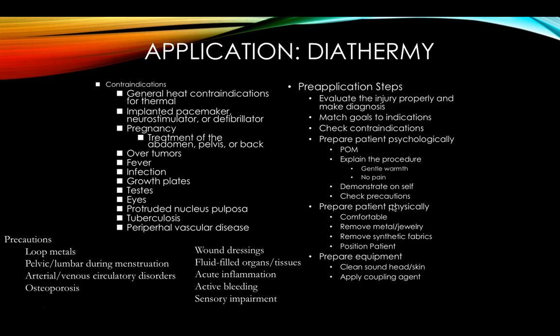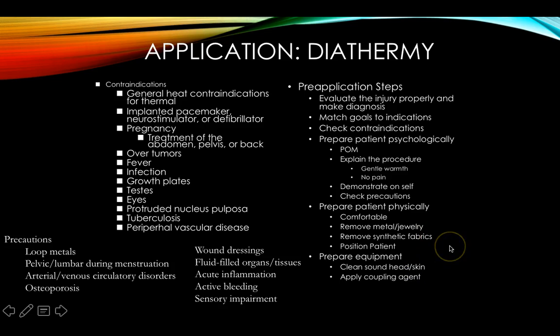So pre-application steps, again, evaluate the injury, five signs of inflammation, make your proper diagnosis, figure out your goals for this patient, and then see if the indications for diathermy match those goals. Check your contraindications. Prepare the patient psychologically, so do a patient-oriented outcome measure. Explain the procedure, that it should be gentle warmth, mild to moderate, no pain. Demonstrate on yourself if they ask for that. Check precautions. Patient physically, you want to remove any metal jewelry from the area, from the person. Make sure they're comfortable. Remove especially any synthetic fabrics.